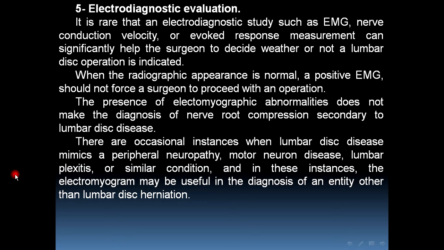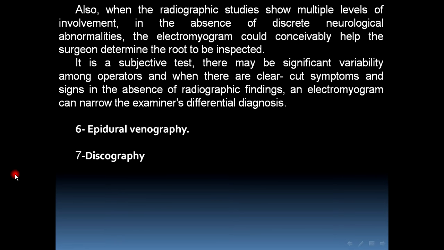There are occasional instances where lumbar disc disease mimics a peripheral neuropathy, motor neuron disease, lumbar plexitis, or similar condition, and in these instances the electromyogram may be useful in the diagnosis of an entity other than lumbar disc herniation. Also, when the radiographic studies show multiple levels of involvement, in the absence of discrete neurological abnormalities, the electromyogram could conceivably help the surgeon determine the root to be inspected. It is a subjective test actually, and there may be significant variability among operators. When there are clear-cut symptoms and signs in the absence of radiographic findings, an electromyogram can narrow the examiner's differential diagnosis.